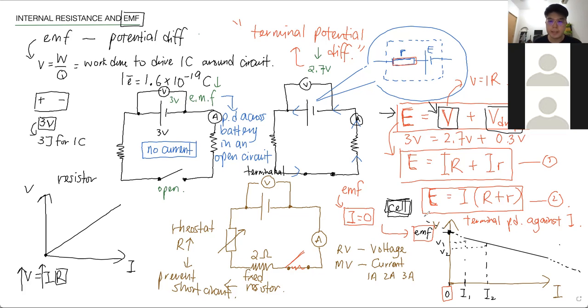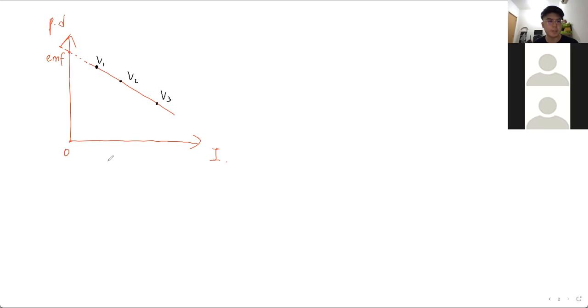Okay, so now looking at this graph, let me go to the next page. Now looking at this graph and the equation E, this graph is like this, right? It's not that steep, like that. Okay, so PD against I, extend. This is EMF, and because this is current equal to 0, right? So this is EMF. How about all these values? The values here, V1, V2, V3. They are not EMF. They are the potential difference.